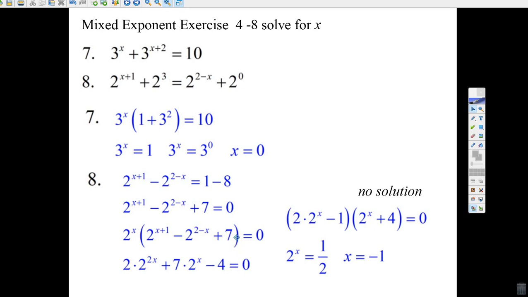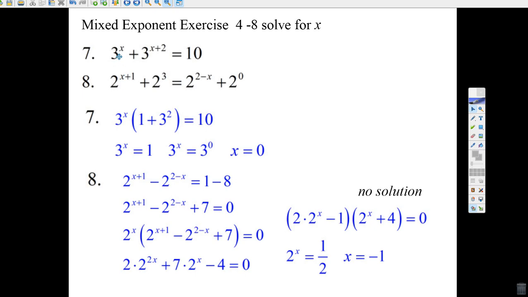Okay, let's just try the last two questions. 3 to the x plus 3 to the x plus 2 equals 10. Well, we see right here there's a common factor. We're supposed to solve for x. 3 to the x is in both, so we write it outside of a bracket like that.